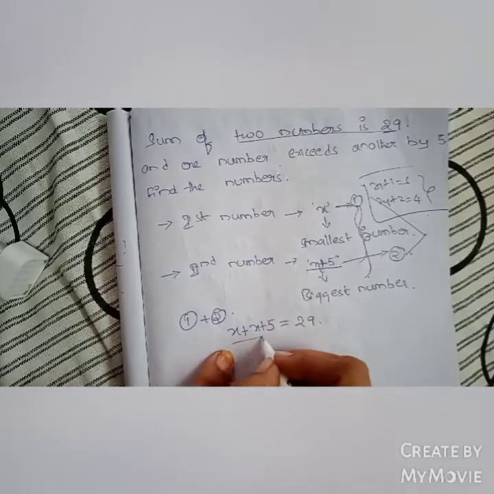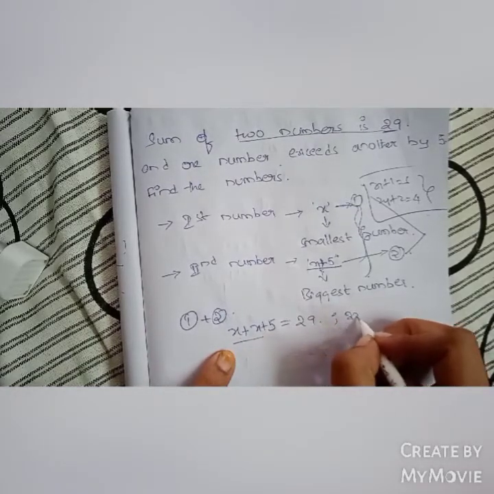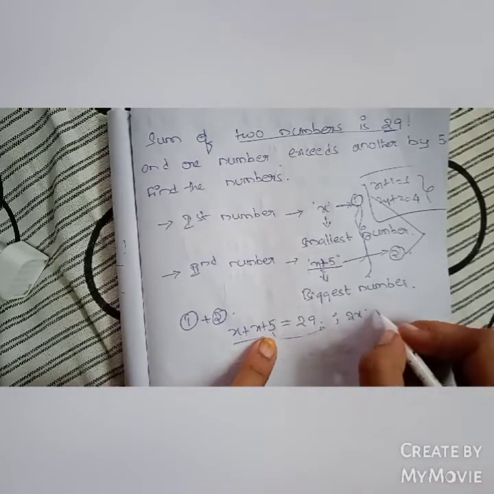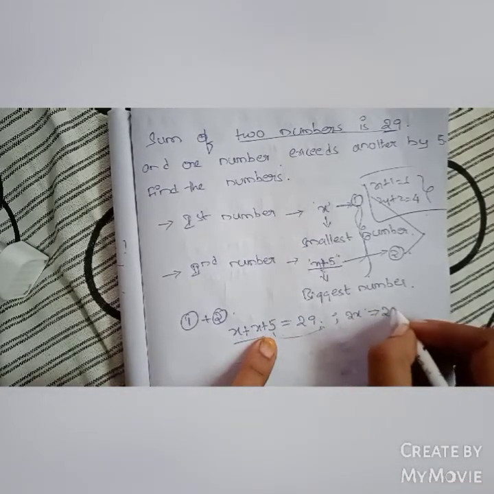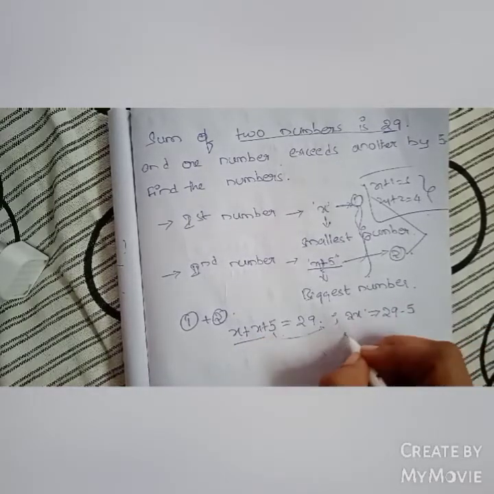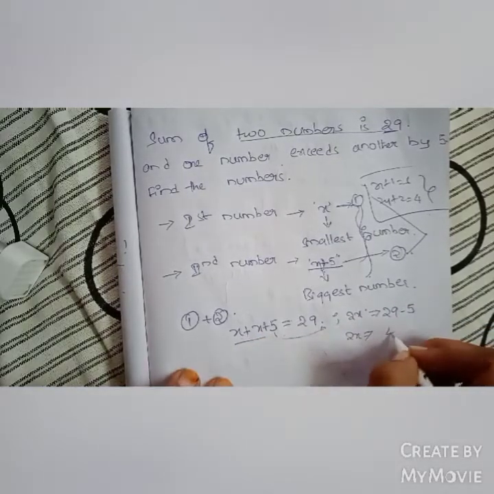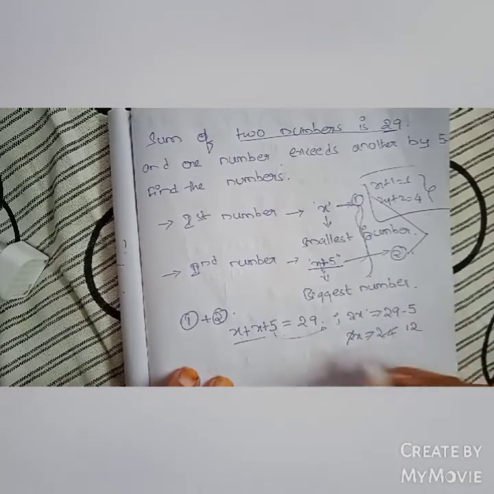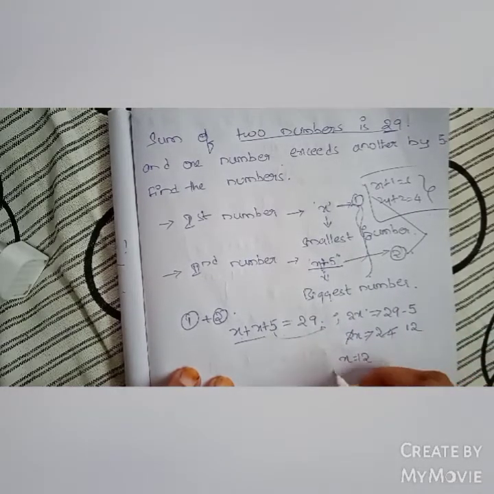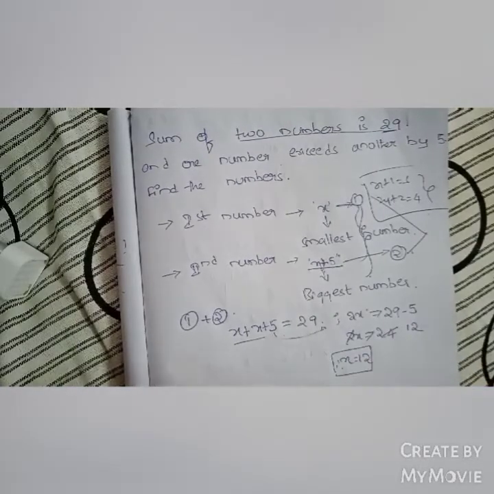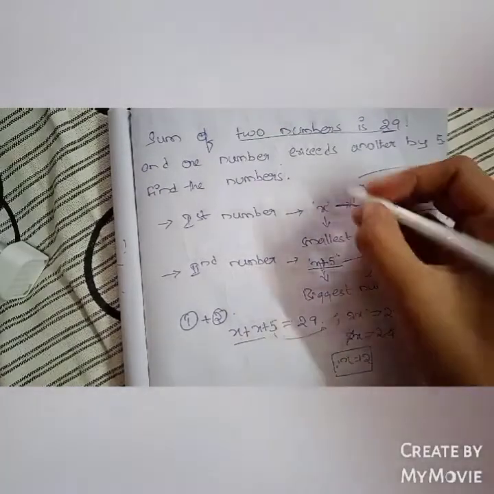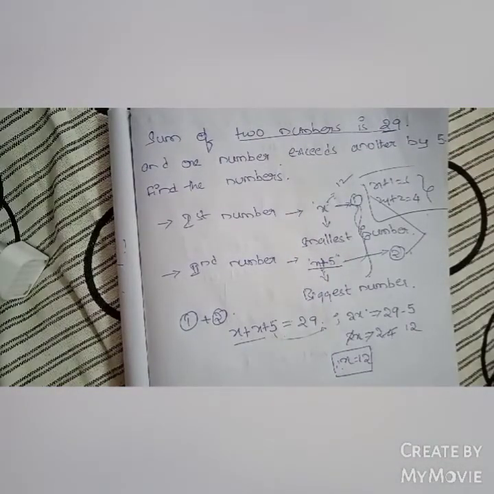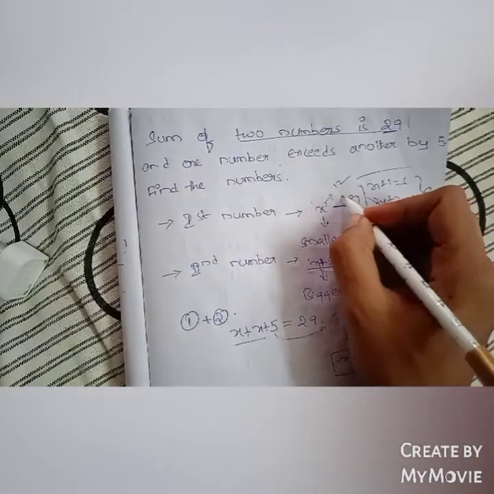Okay, see here, x plus x is 2x, and we can shift this plus 5 to the right side, which changes to minus 5. So 29 minus 5, 2x is equal to 24. So the 2 gets cancelled, 2 12s are 24, where the x value is equal to 12. Okay, now here the value of this number is 12. Up to now is it clear? Okay, so the value of x is 12.